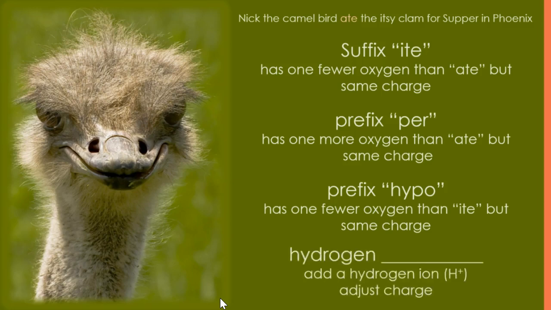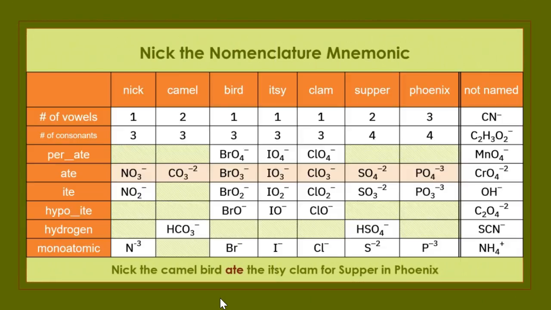And then when we have an ion that starts with hydrogen, we're going to add a hydrogen ion to that ion and adjust the charge accordingly. Now, we can summarize all this in a chart, and that's shown on the next slide. So here's a chart. It's kind of busy. Let me just go through it. Here is the mnemonic down at the bottom. Nick the camel bird ate the itsy clam for supper in Phoenix.